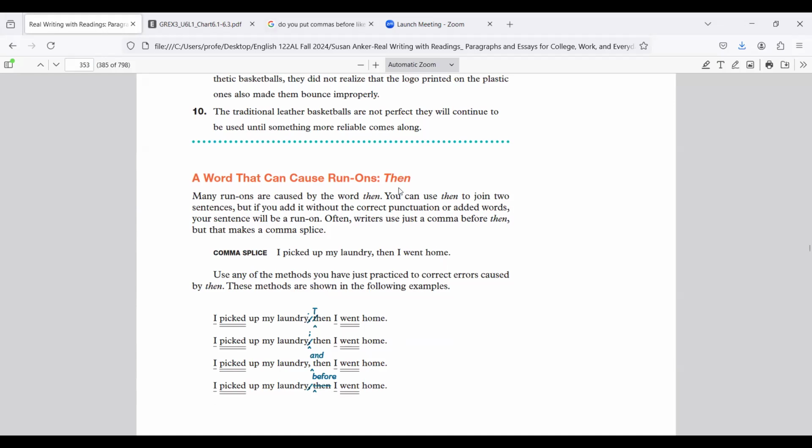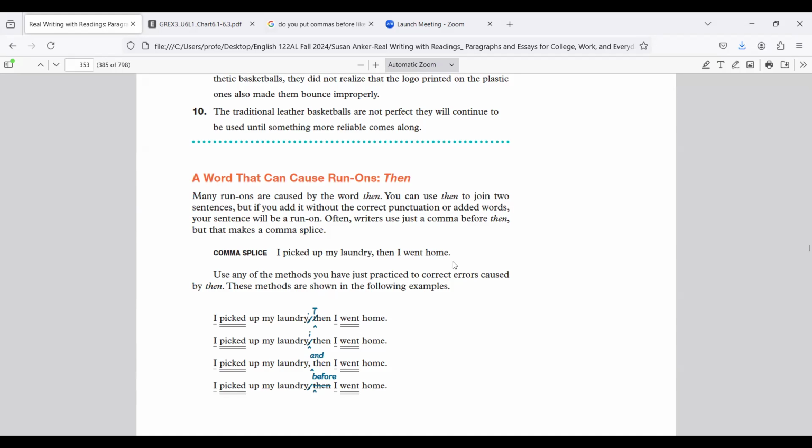Then is not a coordinating conjunction. Then is a conjunctive adverb. Then is not strong enough to join two independent clauses with a comma, and it makes a run-on sentence. So if you have then separated by a comma and two independent clauses, that is incorrect and is a run-on. And you could fix it in all the different ways. So this is our comma splice.